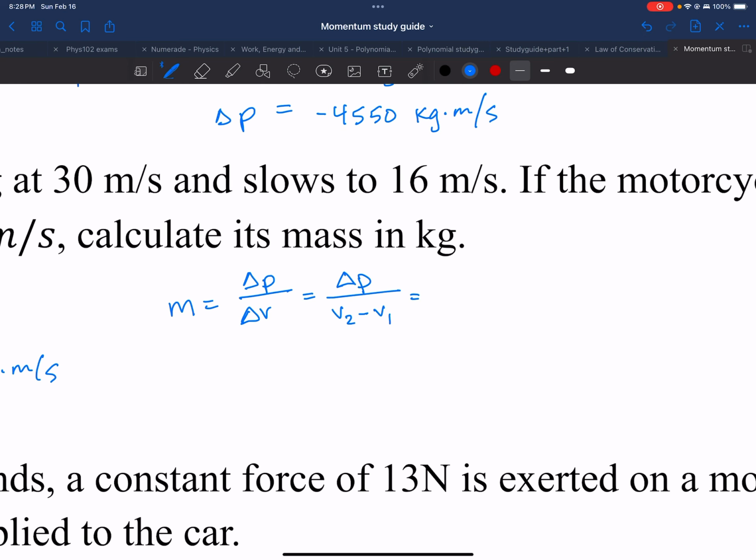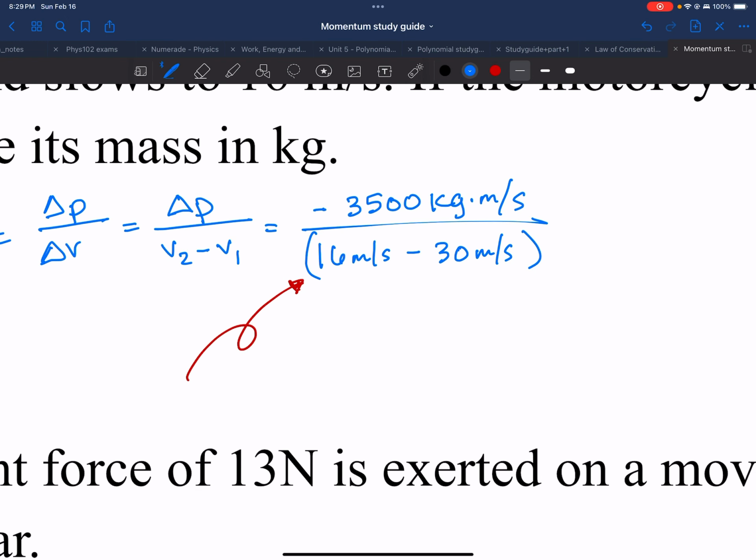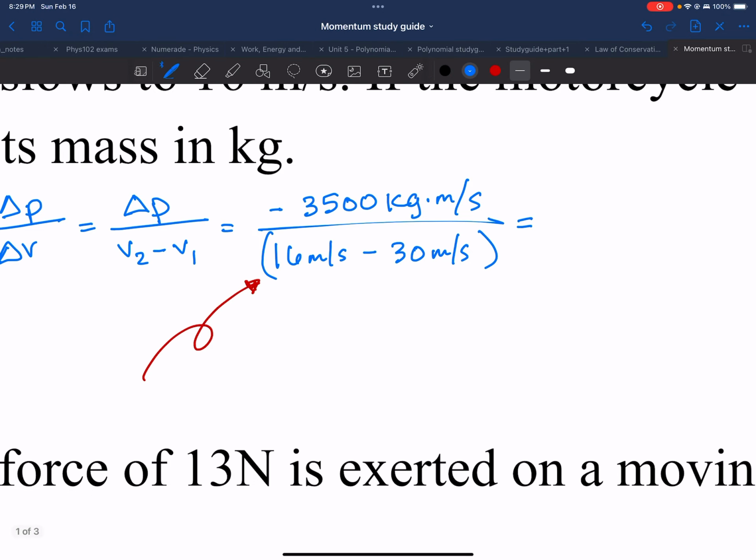So negative 3,500 kilogram meters per second over V2, which was 16 meters per second, minus 30 meters per second. When you put this in your calculator, please, please, please make sure that you remember the parentheses, because otherwise what it'll do is it'll divide 3,500 by 16, and then the whole thing will subtract 30. So you don't want to mess that up on your calculator. So keep those in parentheses. By the time you finish all of that, we should have a negative number on the bottom, negative on top. So we end up with 250 kilograms as our mass.